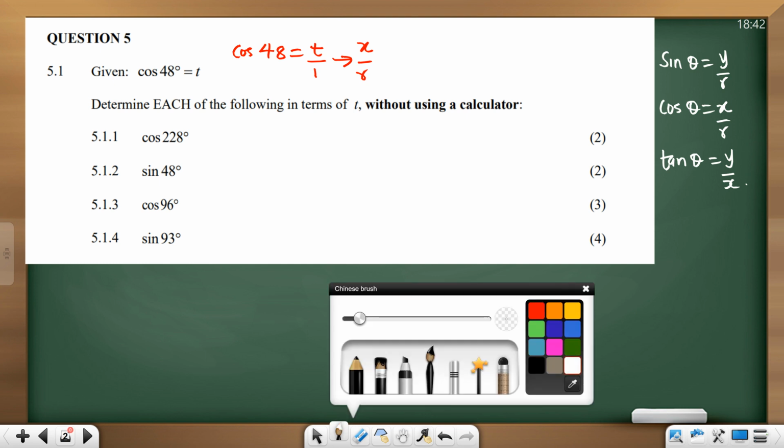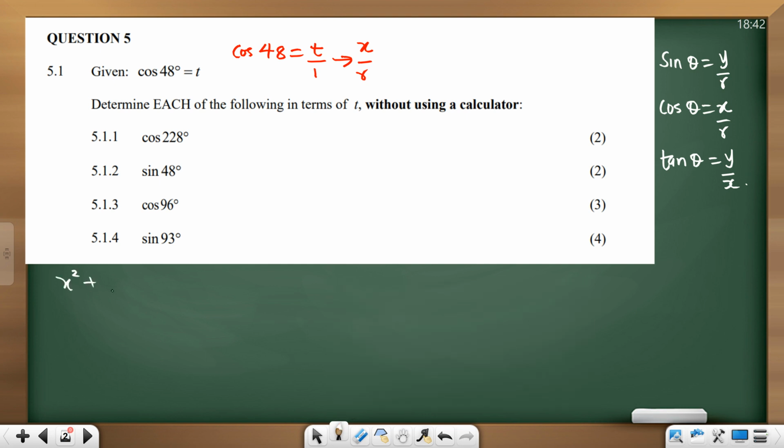And how do we get y? Theorem of Pythagoras. x squared plus y squared equals r squared. What's our x? t squared. What's our y? We don't know. What's our r? 1 squared, which is 1. What is y therefore? 1 minus t squared. So y equals root of 1 minus t squared, and this time around this is going to be a positive value. Why positive? Because we are in the first quadrant.